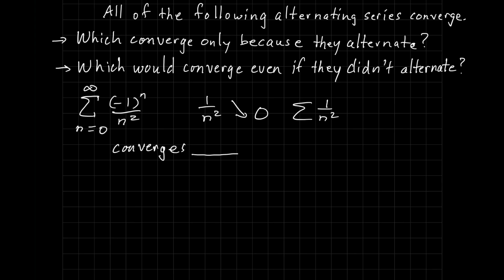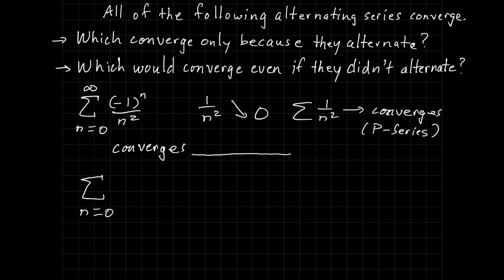I'm going to leave a little space here for later. But if I consider the series that doesn't alternate, that is, if I took away the negative 1 to the n, I know that this would converge anyways. In this case, by the p-series test. Okay, so this converges regardless of whether or not the series alternates. Let's take a look at our next candidate.